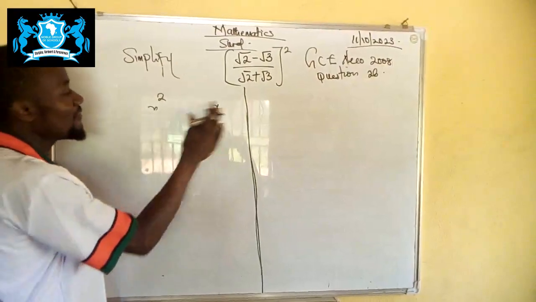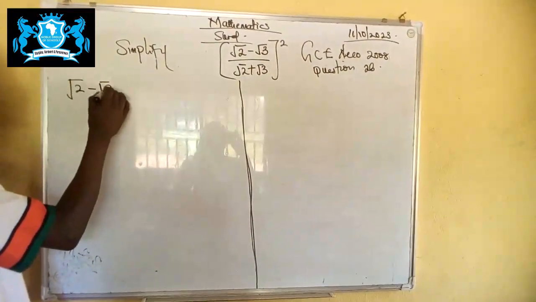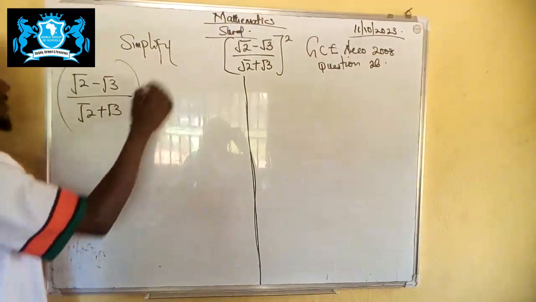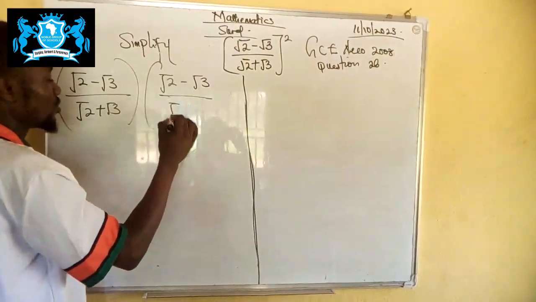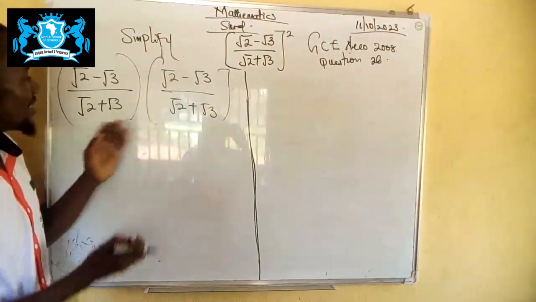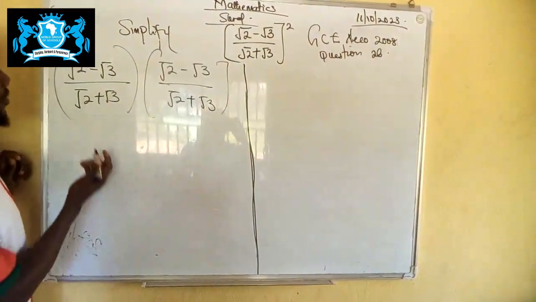So when you have this kind of equation, it means (√2 − √3) over (√2 + √3) multiplied by (√2 − √3) over (√2 + √3). And the bracket there simplifies that we are going to multiply each and every one of them. So we now have that.